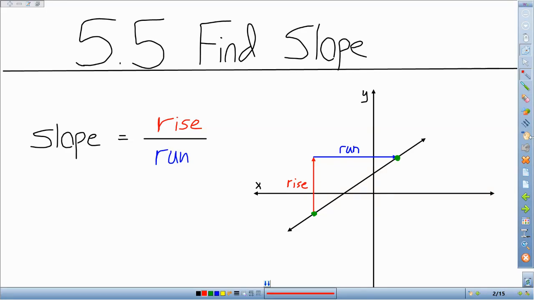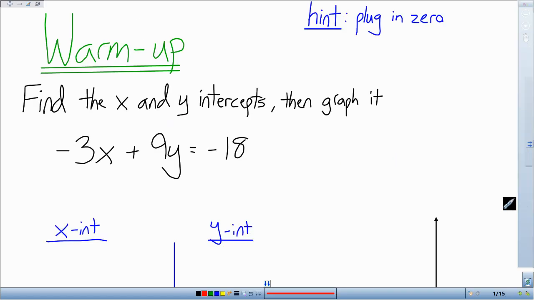What's up, everybody? So we are getting into 5.5 today, finding slope. But before we do, I'm going to have you guys try a warm-up from our last lesson where we were finding the x and y intercepts of a graph.